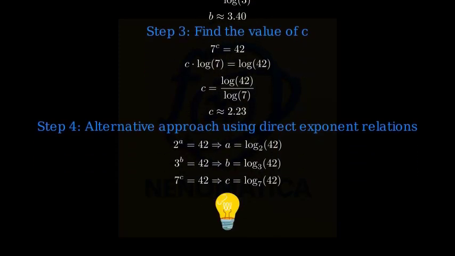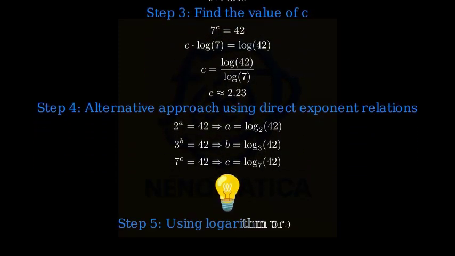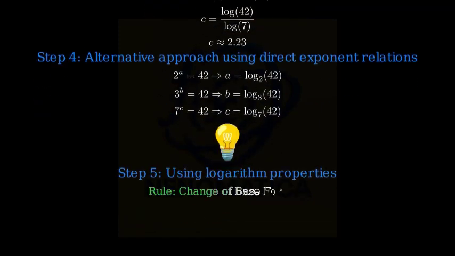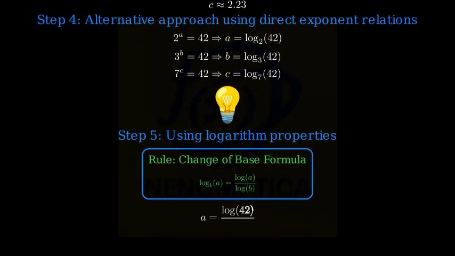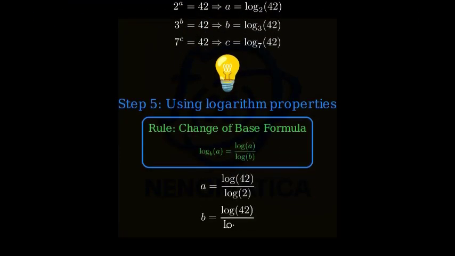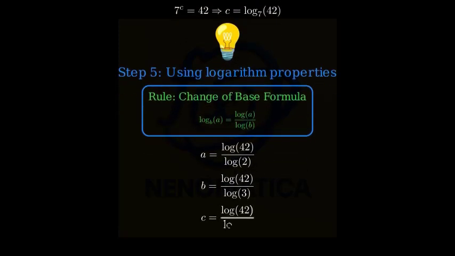Now, let's think about this differently. Here's a key insight for this problem. We can use the following property of logarithms. Log base b of a equals log of a divided by log of b. This means a equals log of 42 divided by log of 2. Similarly, b equals log of 42 divided by log of 3. And c equals log of 42 divided by log of 7.